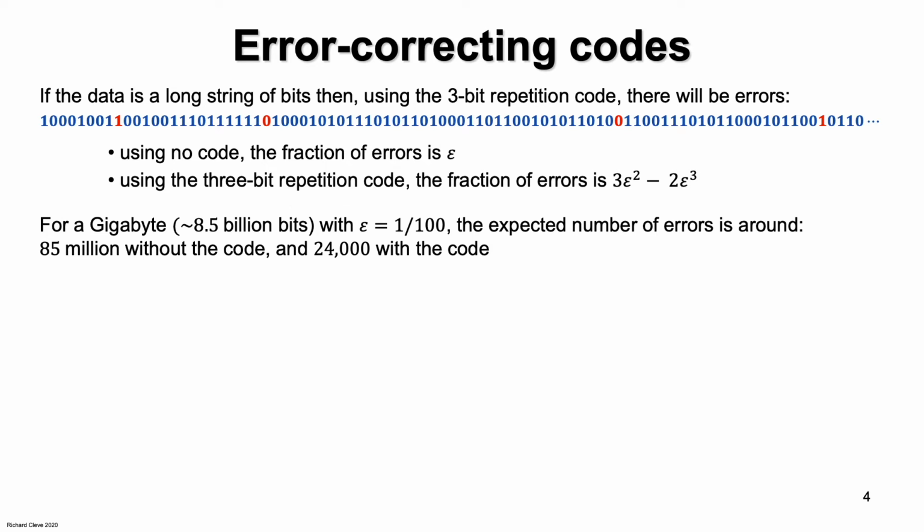Suppose that Alice wants to send a gigabyte to Bob. That's around 8.5 billion bits. And suppose their communication channel has parameter epsilon equal to 1 over 100. Without the code, the number of errors will be about 85 million. With the code, the number of errors will be about 24,000. That's significantly fewer errors, achieved at the cost of sending 3 gigabytes instead of 1.